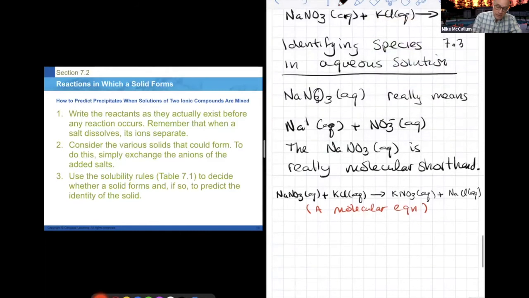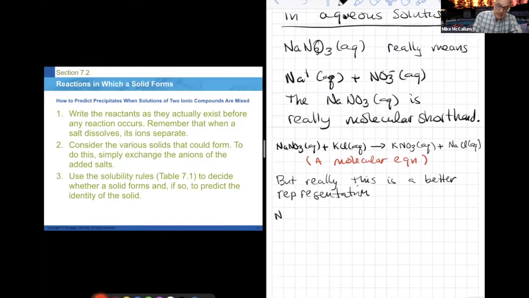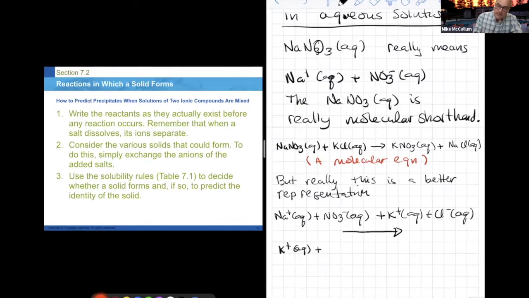Because if we write what really happens, here's a better representation, right? What really happens is the sodium ion is free to swim around and the nitrate ion is free to swim around and the potassium ion is free to swim around and the chloride ion, you get the idea, right? And then on the other side, in the same order, I have the potassium ion, then the nitrate ion, then the sodium ion, and the chloride ion.